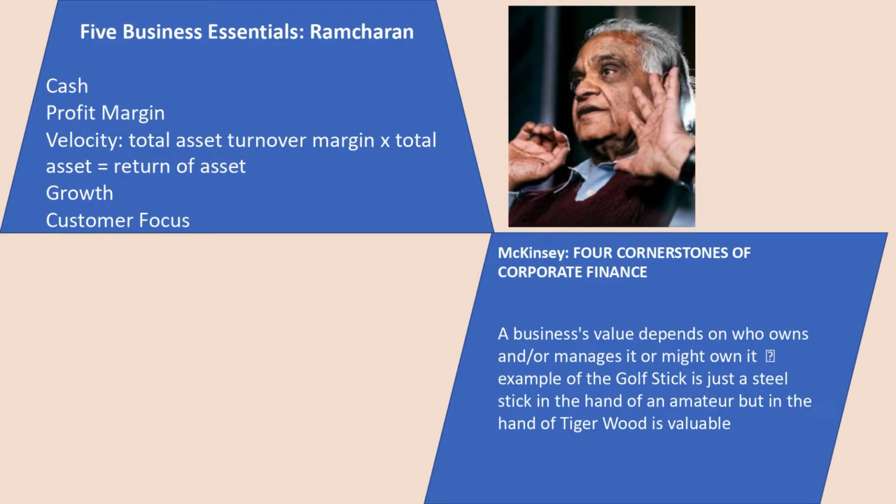According to Professor Ramcharan, there are 5 business essentials. First is cash, second profit margin, third velocity, then growth, and customer focus. This week, we also learned about McKinsey's 4 cornerstones of corporate finance, where a business's value depends on who owns or manages it. For example, a golf stick is just a steel stick in the hand of an amateur, but in the hand of Tiger Woods it is valuable.